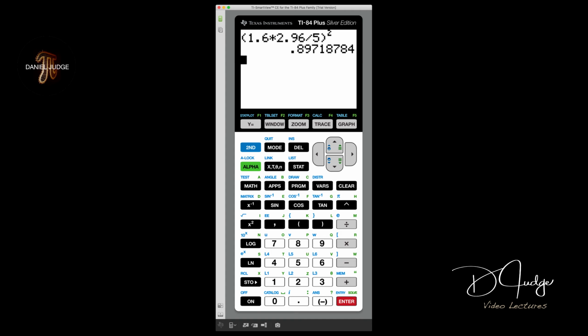Oh, that's weird. Try that again. 1.6 times 1.96 divided by 5. We close this, raise to the second power. Okay, well, that's kind of a bad example, so I'm going to change some things on you guys. I'm going to change this margin of error for you guys here. So I apologize. Let's change this so it makes some sense.